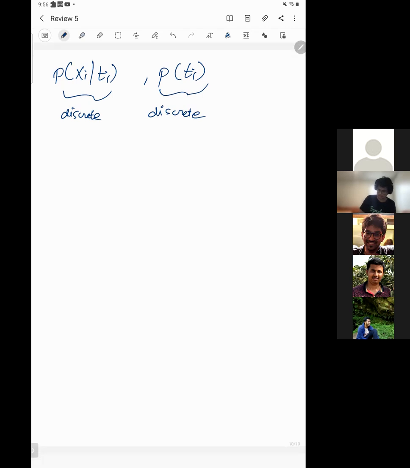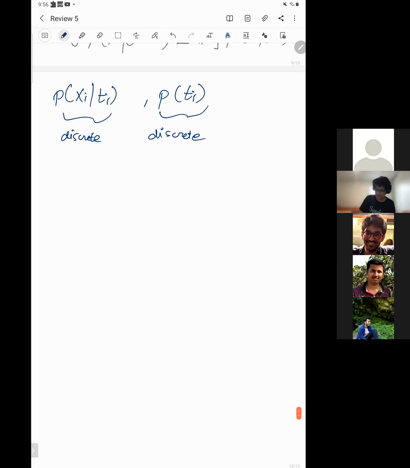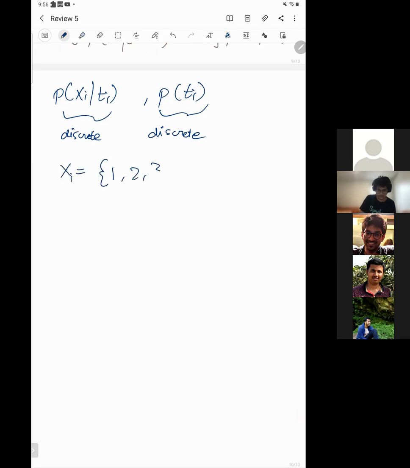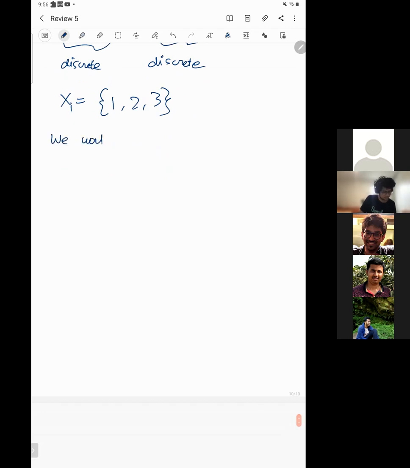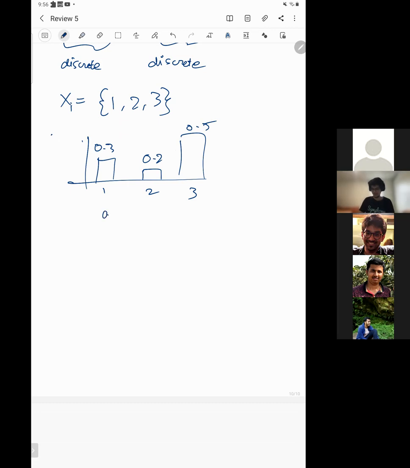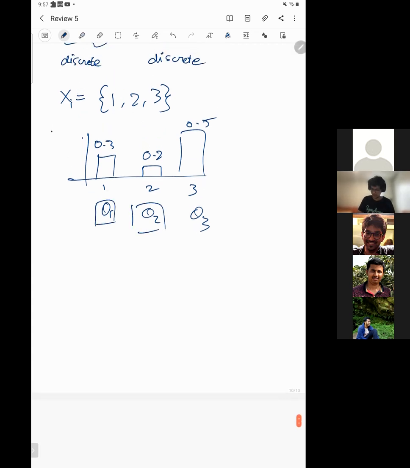So the example is something like this: x can take only 3 values, 1, 2, and 3. We want to know the parameters of the distribution from which x comes. Since it's discrete, let's say the distribution is something like 0.3, 0.2, 0.5. So this is theta 1, theta 2, theta 3. We are interested in finding the theta values, which say what's the probability of xi equals 1, xi equals 2, and xi equals 3. So we are interested in finding these theta i values.